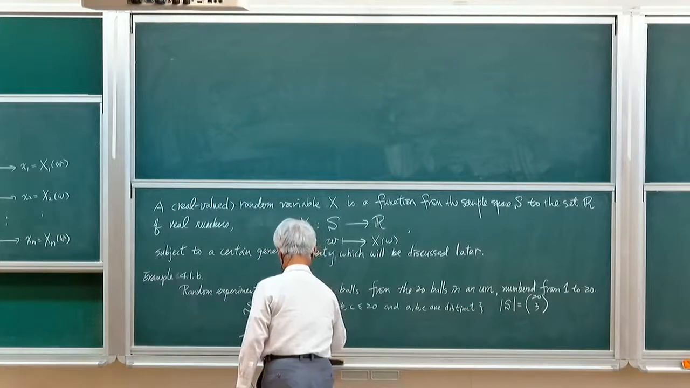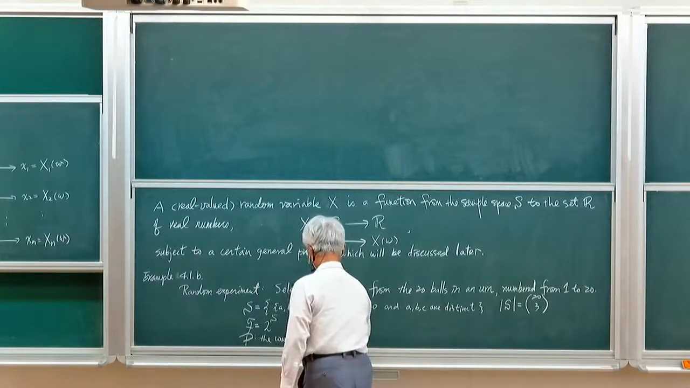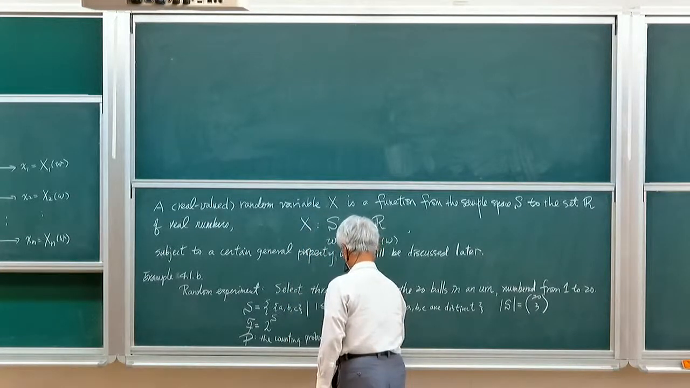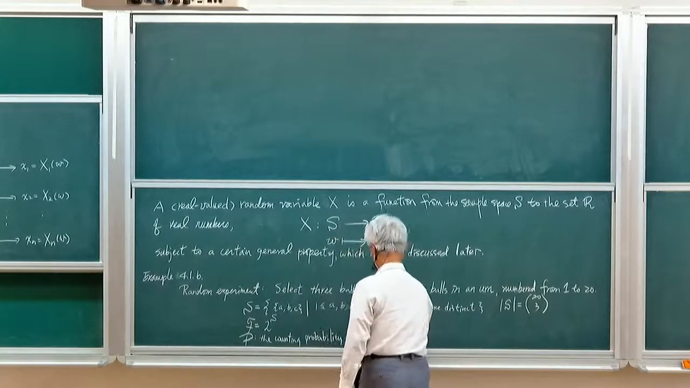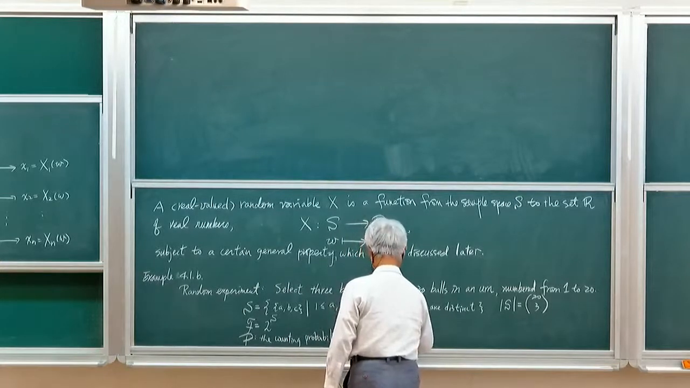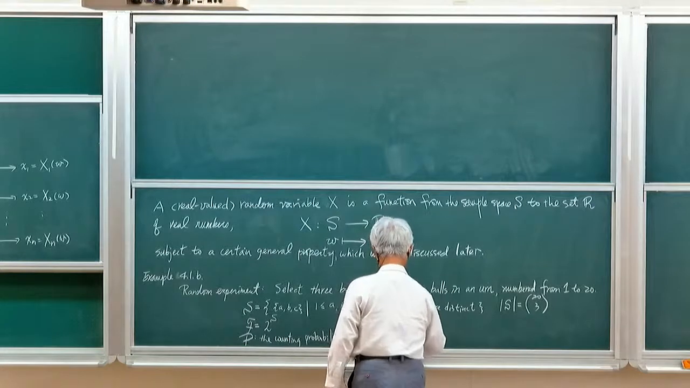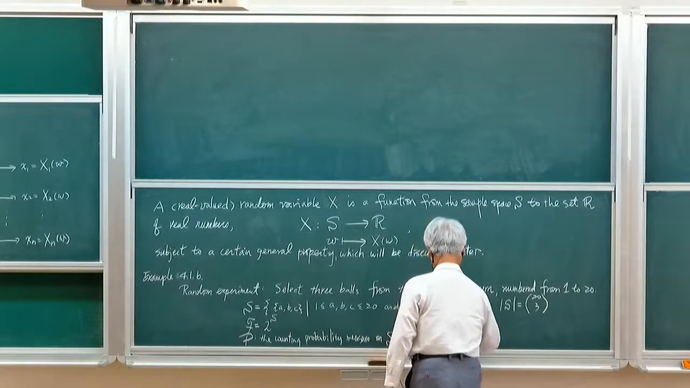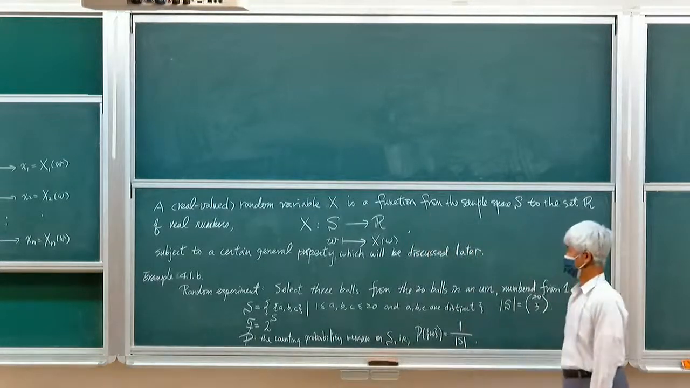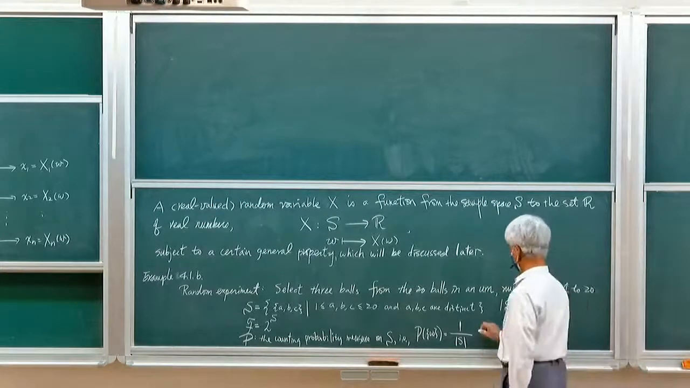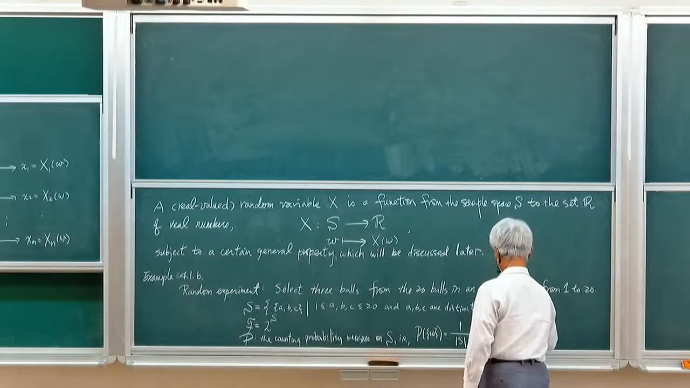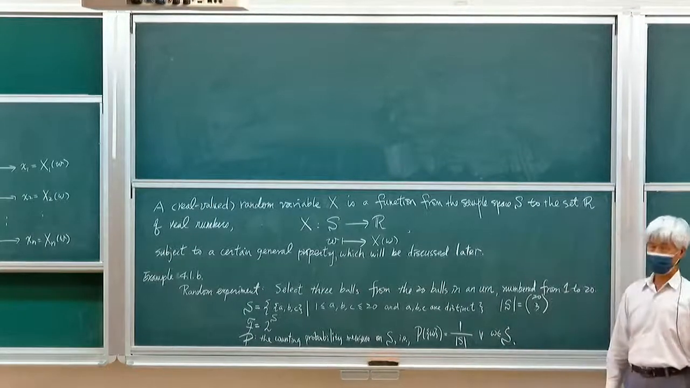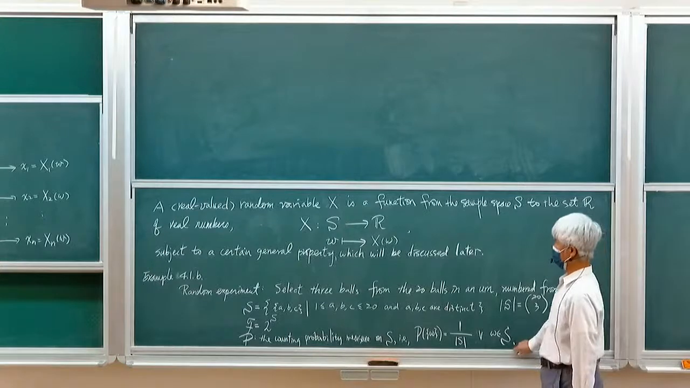Is the counting probability measure on S, i.e., the probability of each outcome. Okay, so that is simple.